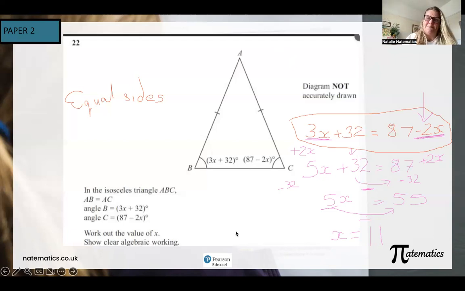So there we go. And then it's just a case of, well, it's actually asking you to find x. So it wants to see this, where I'm adding 2x to that side. I'm taking off 32 there. That's what we're talking about, okay?